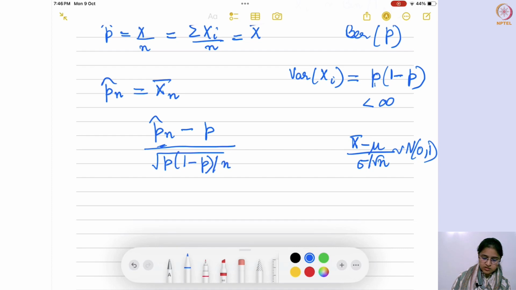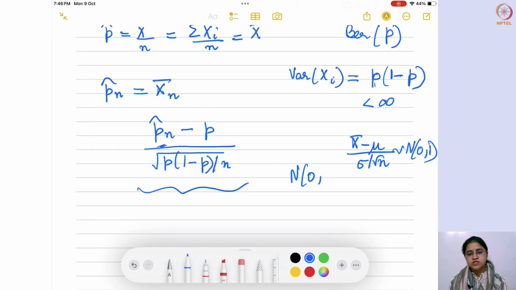So this basically would follow, it will be approximately normally distributed, right? Because now again we can use the central limit theorem to show that it follows a normal distribution with mean 0 and variance 1. That is why we say that as n approaches infinity, this distribution would approach your standard normal variate.